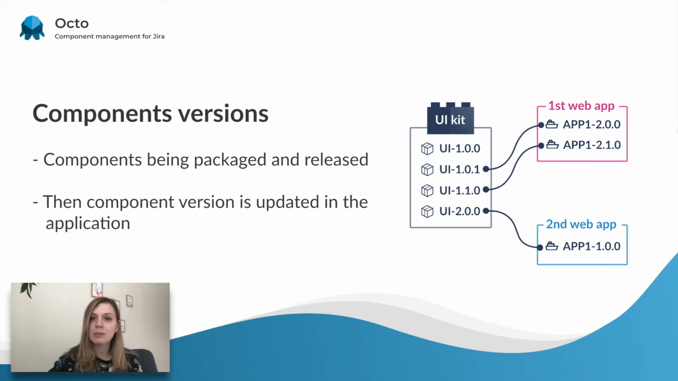Component versions come into place when in your process you need to first release a new version of your component and then update versions in your main application together with the main app release. If you have a look at our example, component version UI 2.0.0 is used in the last release of our second app. You can also see that the first web app uses an older version of the UI kit component, so we need to think about updating to newer versions soon.